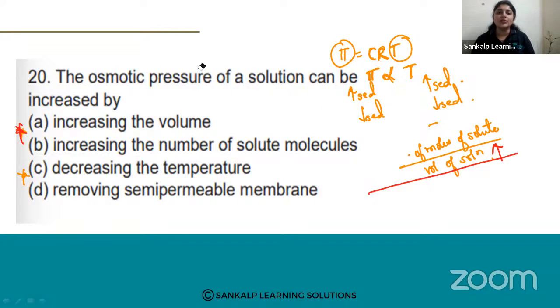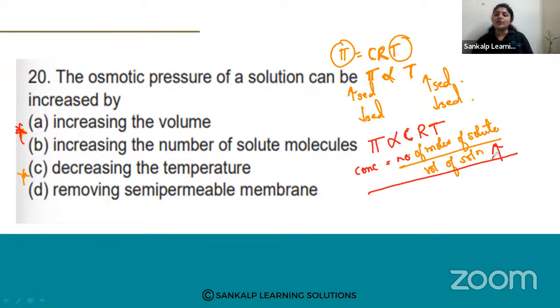Okay, so when we are talking about osmotic pressure, it is directly proportional to CRT, that is concentration into gas constant into temperature. Now you know that pi, that is osmotic pressure, is directly proportional to CRT. Okay, what is concentration? Concentration is given as number of moles of solute by volume of solution.